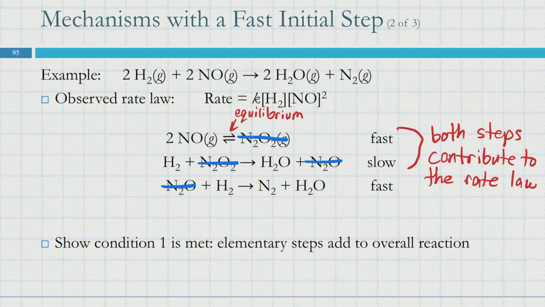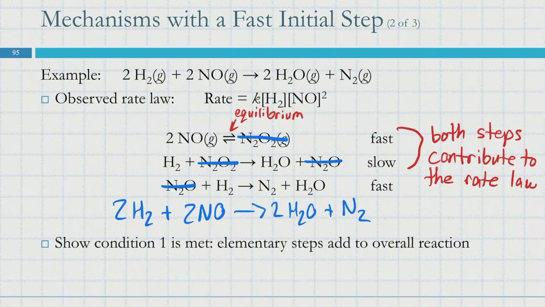And what's left, we've got 2NO, which we see in our overall reaction. We've got our 2 H2s, also seen in the overall reaction. On the product side, we've got 2 H2Os, and we've also got an N2. So this does meet condition 1. Our overall steps do add up to the overall reaction.